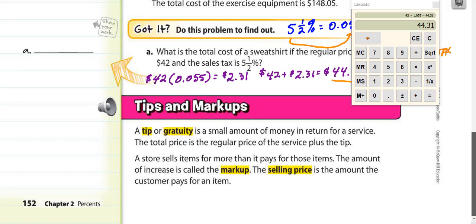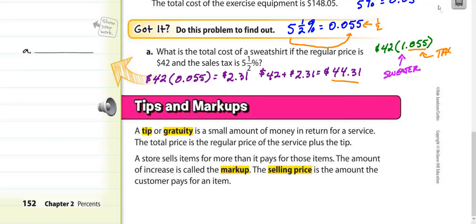Now let's scroll down and look at tips and markups. So tips and markup, tip is a gratuity. It's an amount you pay somebody because you appreciate the job they did. You go to a restaurant, the waiter makes sure that your water's filled the whole time, makes sure that chips and salsa are on the table if you're at a Mexican restaurant, or breadsticks are on the table if you're at an Italian restaurant. They do a really nice job, and you want to give them a little something extra.